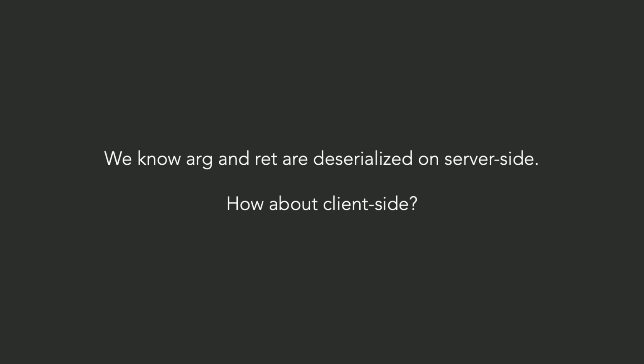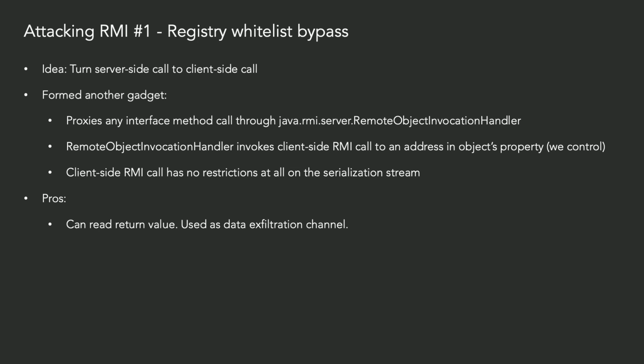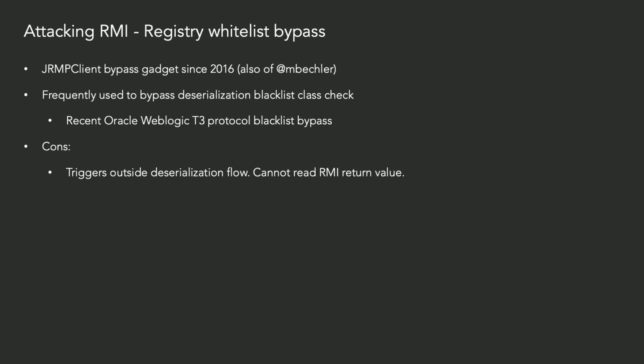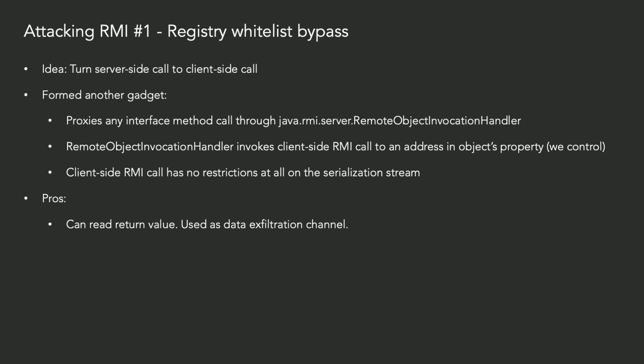So we know the argument and return value are deserialized on the server side. So how about the client side? Does it get any better? Of course not. Sorry to mention that this chain has a downside that it triggers outside the deserialization flow, so you cannot actually read the RMI return value, and you have to use an external channel like HTTP or DNS or something like that.